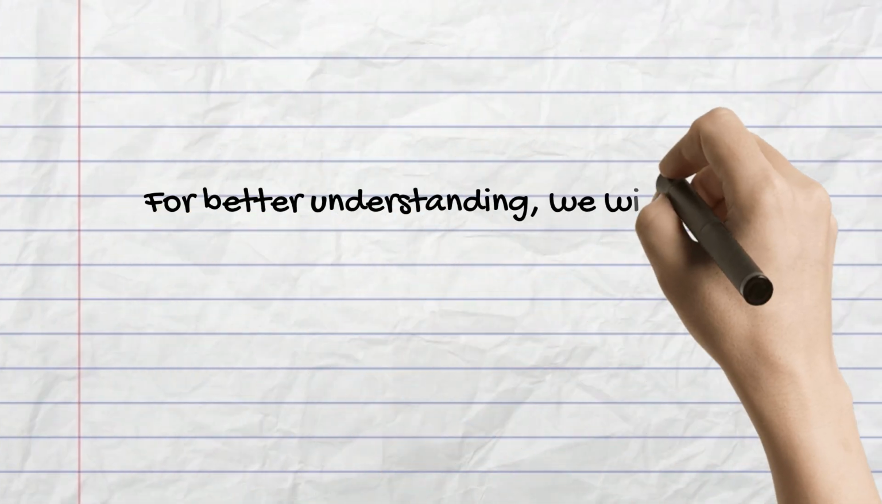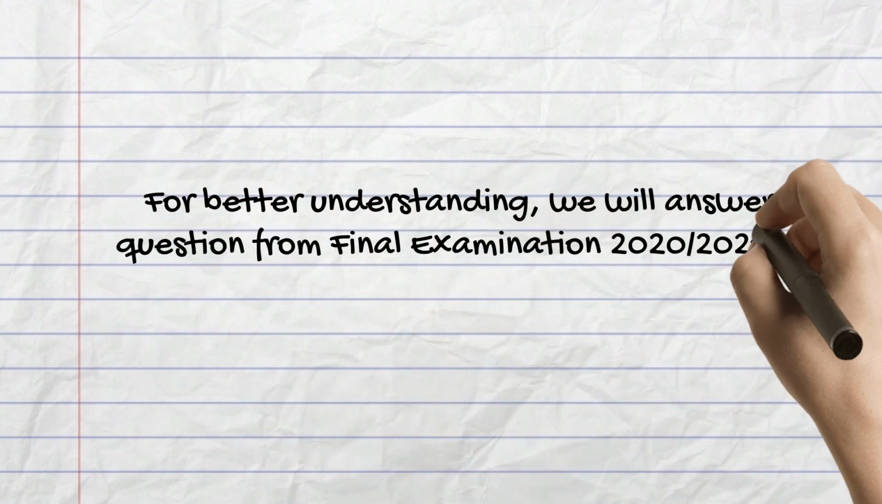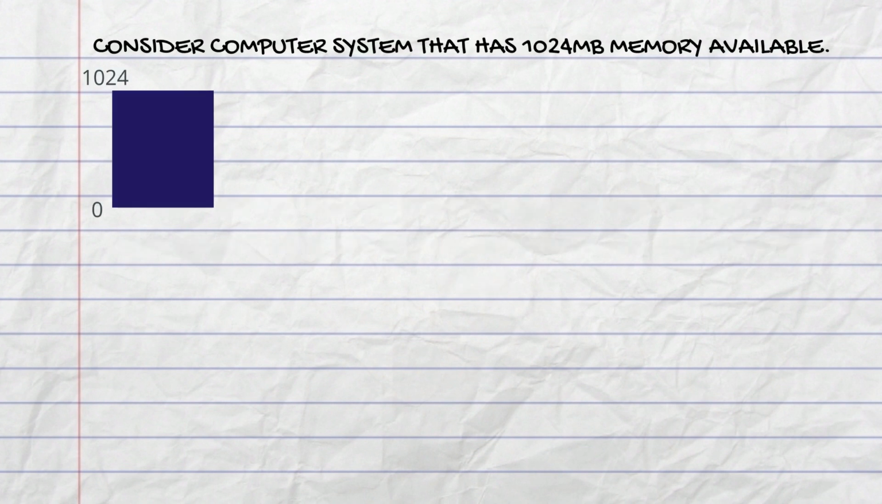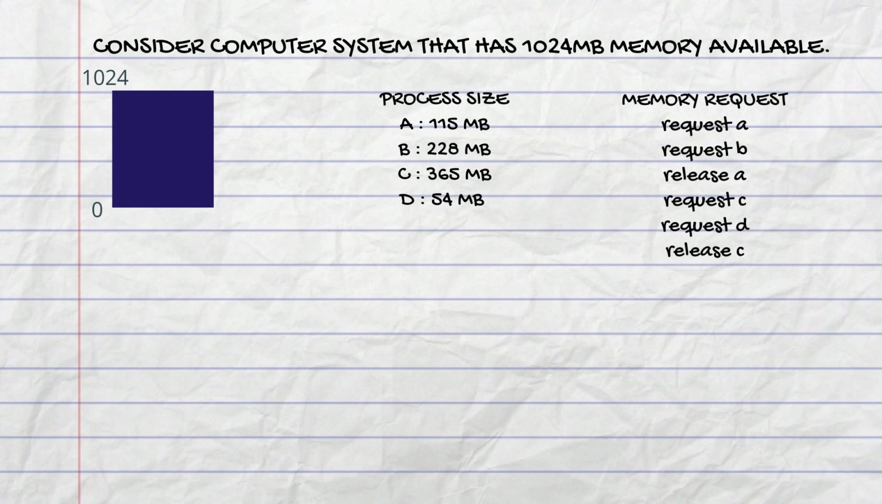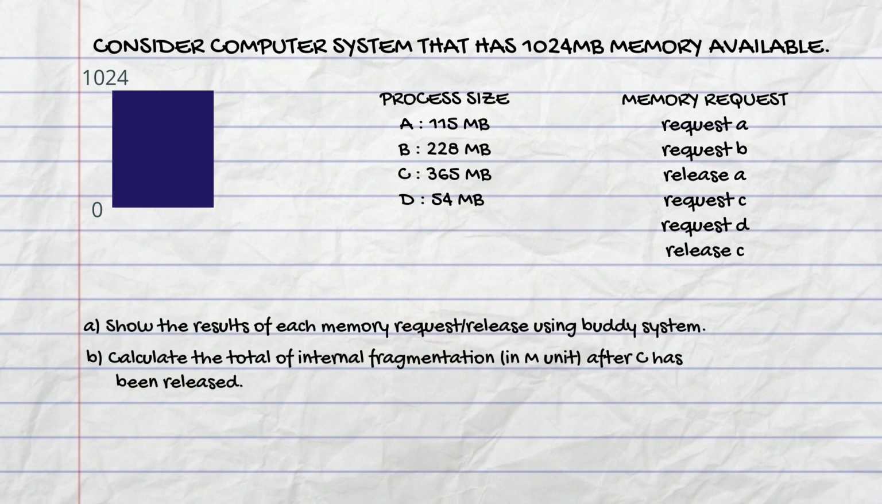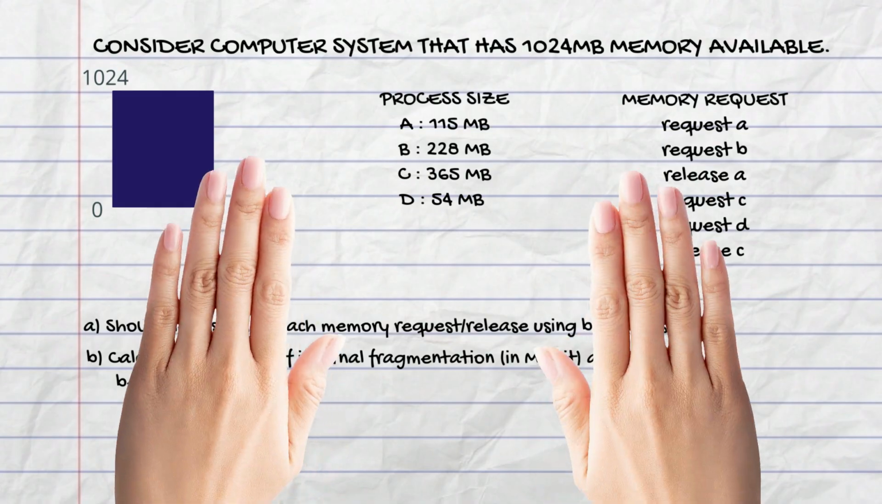Now, to understand the concept of the buddy system better, we will answer a question from a past year exam. Consider a computer system that has 1024 megabytes of memory available. Process sizes are defined as A is 150 megabytes, B is 228 megabytes, C is 365 megabytes, and the memory requests are in the sequence of requesting processes A and B, releasing A, requesting C and D, and lastly releasing C. When the information is given, show the result of each memory request or release using the buddy system and also calculate the total internal fragmentation in MB after C has been released.